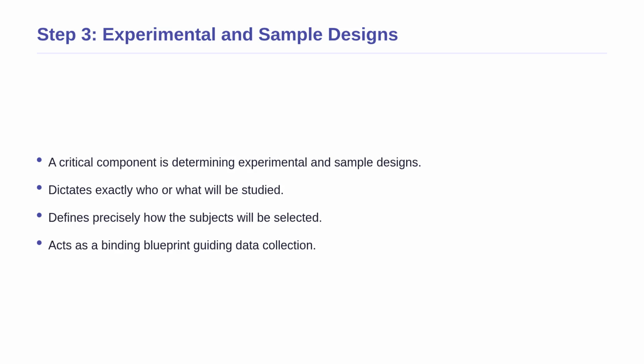With the setting chosen, we must now address a critical component of the research plan: the experimental and sample designs. This part of the blueprint dictates exactly who or what will be studied and precisely how they will be selected. You need to define your target population clearly. Are you studying a specific species of fruit fly or university students in a particular age group? By laying out these exact elements in advance, the research plan acts as a binding contract that guides every single phase of data collection, preventing bias and confusion later on.